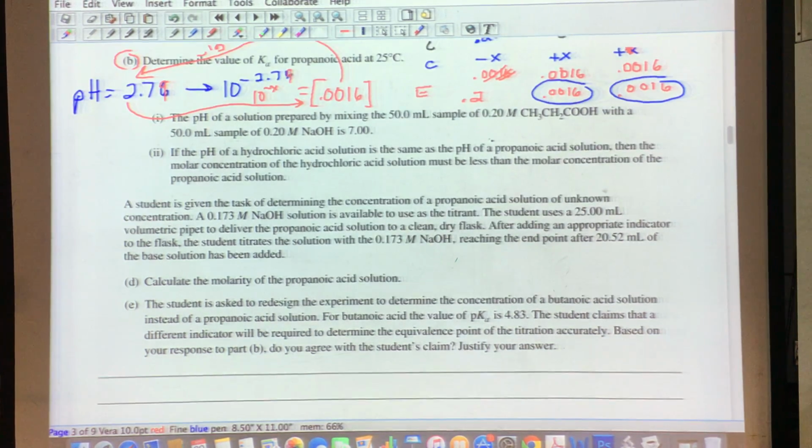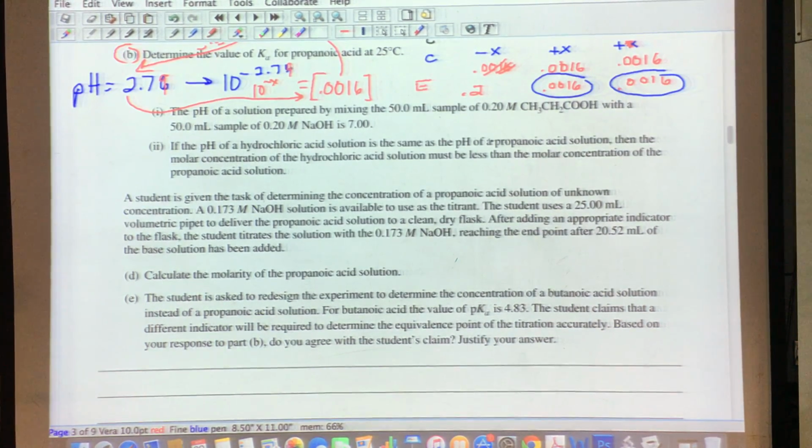Now that's just true and false with explanation. So the next part of this says true and false and explain. It's not there anymore because I think I erased it, but it says true or false and explain why. So here's I. The pH of the solution prepared by mixing 50 milliliters of 0.2 molar of that weak acid with 50 milliliters of the same concentration of base is 7.